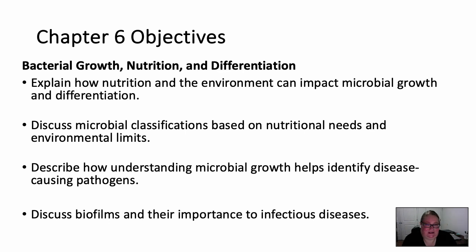Okay, so chapter 6 objectives, we're going to learn all about bacterial growth, nutrition, and differentiation. We're going to be able to explain how nutrition and the environment can impact microbial growth and differentiation. We're going to discuss microbial classifications based on nutritional needs and environmental limits. And we're going to describe how understanding microbial growth helps identify disease-causing pathogens. And then finally, we're going to discuss biofilms and their importance to infectious disease and why they're such a problem in the medical community right now.